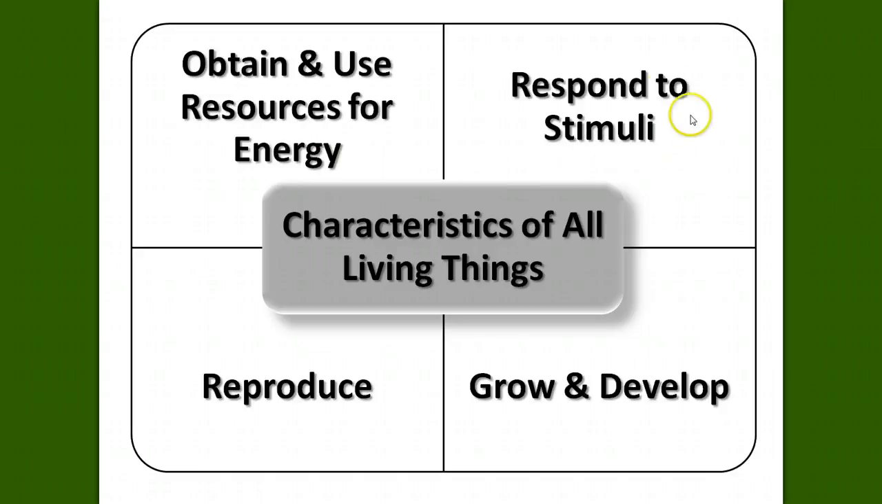The next is responding to stimuli. It doesn't matter if you're a plant or an animal or a human, we all respond to stimuli. Stimuli means, for instance, if I went to punch you in the eye, you would blink or back up. That's natural. That's your response to stimuli. The stimuli is the punch, and the response is you back up.